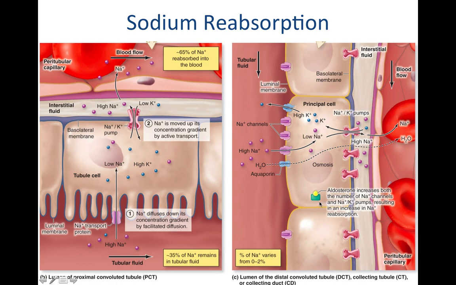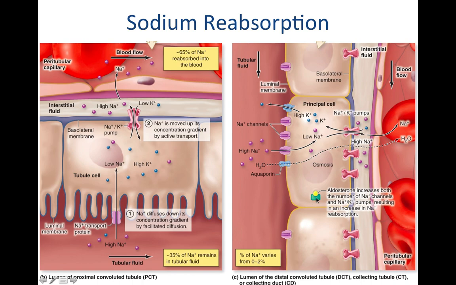And this is a cell in the distal convoluted tubule, the collecting tubule, or the collecting duct. So this is very late in the nephron or just past the nephron. Here's an aldosterone receptor right here in the green. When aldosterone binds to its receptor in these principal cells, remember there are specialized cells that have receptors for ADH or for aldosterone.